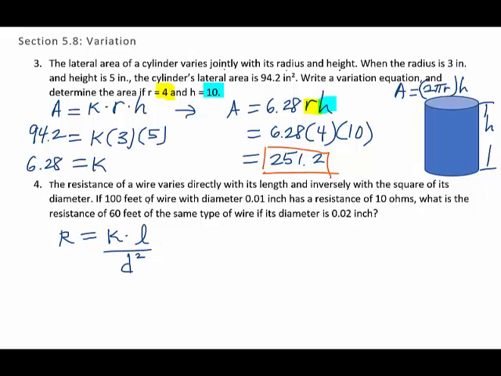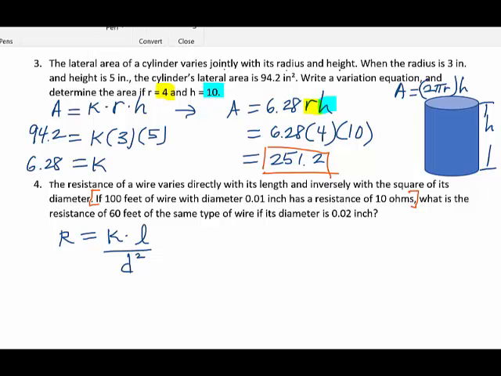Okay, next, if 100 feet of wire with a diameter of 1/100th of an inch has a resistance of 10 ohms, what is the resistance of 60 feet of the same type of wire if its diameter is 2/100th of an inch? Okay, so what we're going to do is take this in chunks. Let's start with the first part of this sentence. So we have 100 feet of wire, that's a length. The diameter, 0.01, that's a D value, and then a resistance of 10 ohms, that's an R.